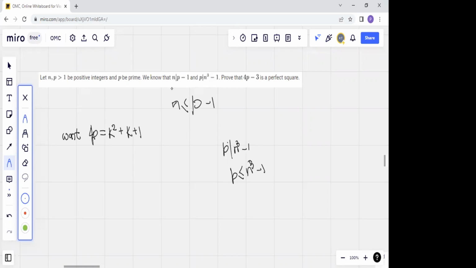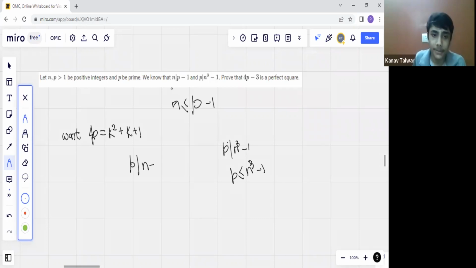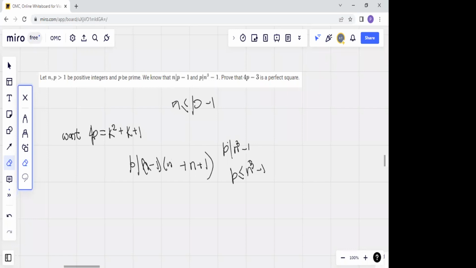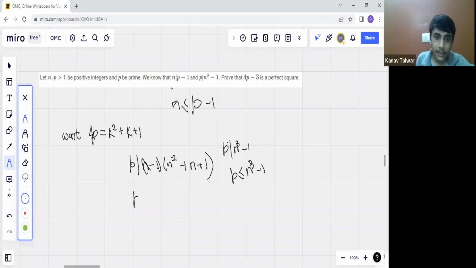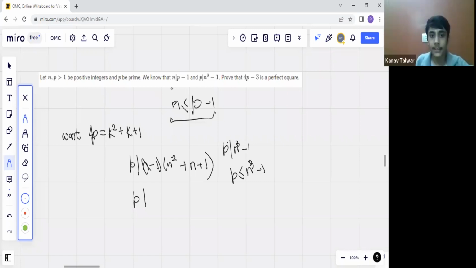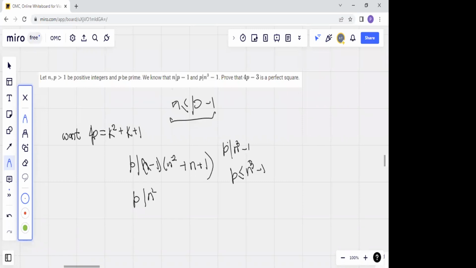So p divides n minus 1 times n squared plus n plus 1, right? Yes, that is correct. So p divides n minus 1 times n squared plus n plus 1. We know p is greater than or equal to n plus 1. So p cannot divide n minus 1. Exactly. So p divides n squared plus n plus 1. And because p is prime, unless n squared plus n plus 1 is prime, it will be smaller than its root. So it can't happen.